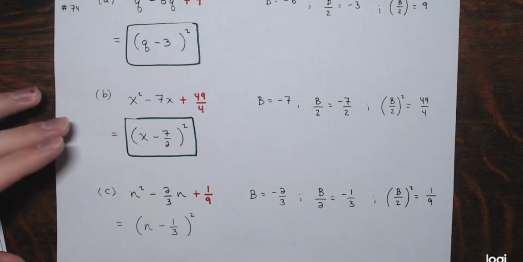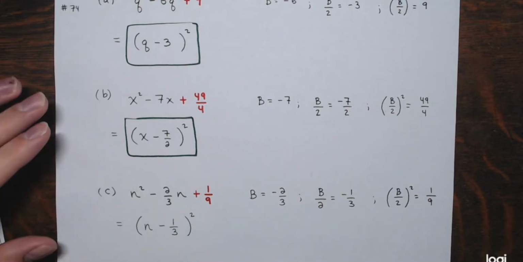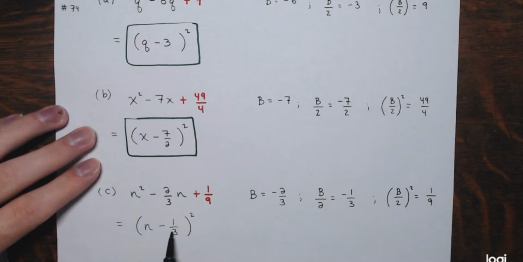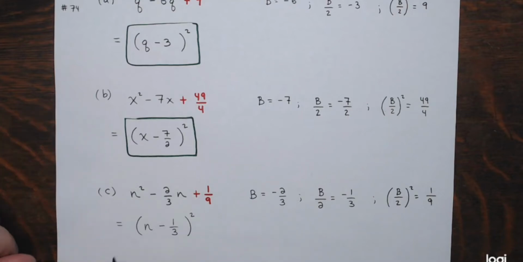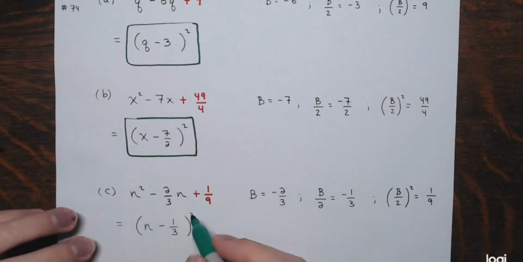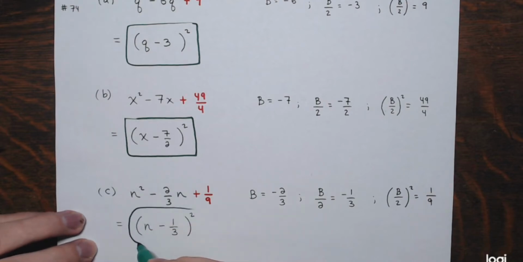All right, and there we go. And I leave it to you to check. Take n minus 1/3 times n minus 1/3 again, FOIL and combine like terms, and you will end up with n squared minus 2/3 n plus 1/9, I promise you. And that's it. That's all we're asked to do in this particular video.